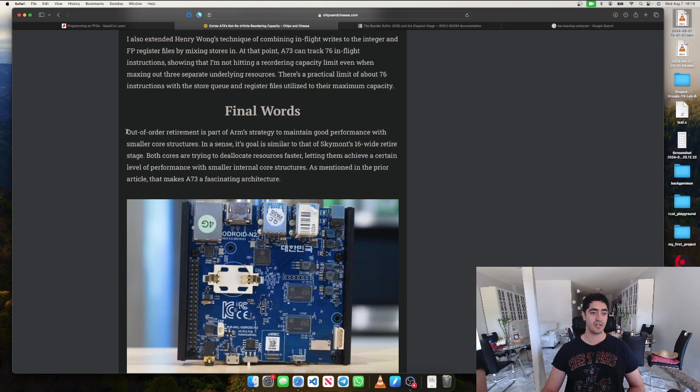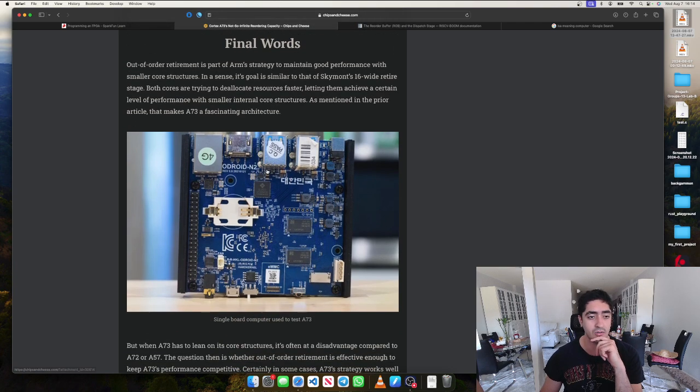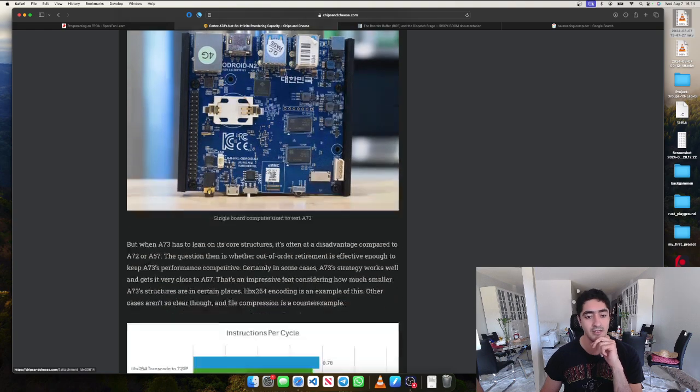Final words. Out of order retirement is part of ARM's strategy to maintain good performance with smaller core structures. In a sense, it's similar to that of Skymont's retire stage. Both cores are trying to deallocate resources faster, letting them achieve a certain level of performance with smaller internal core structures. As mentioned in the prior article, that makes A73 a fascinating architecture.